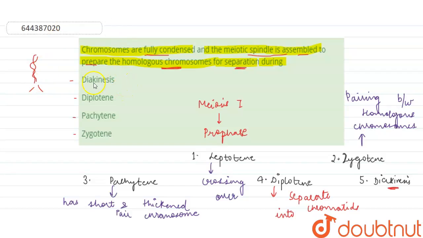So our answer to this question is the stage 1, that is diakinesis. That means in the question it is given as stage 1, but in short its stage is stage 5, that is diakinesis. Thank you.